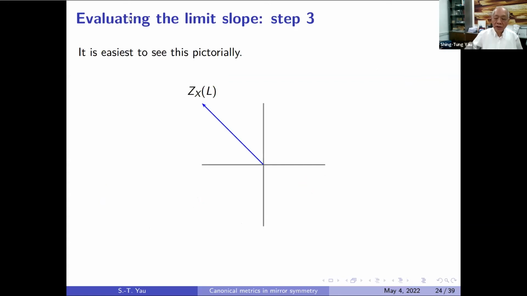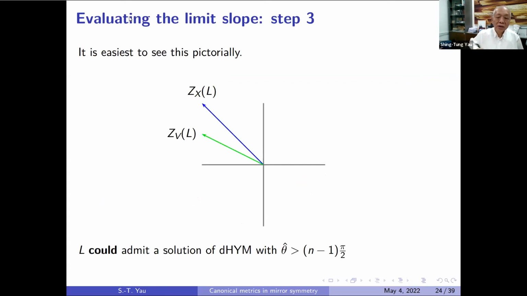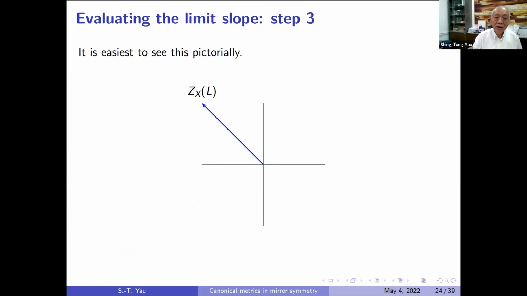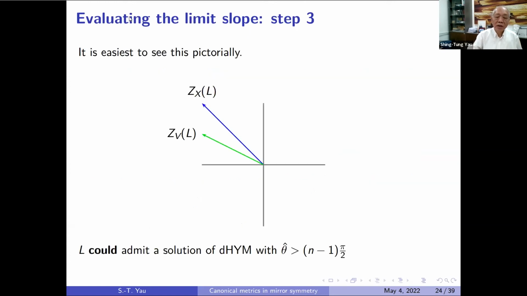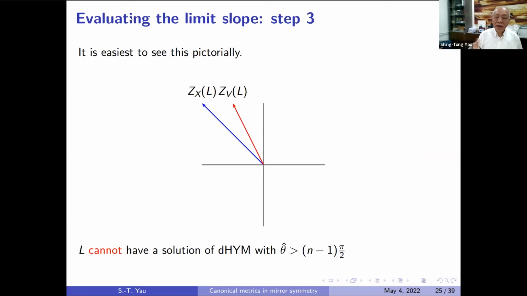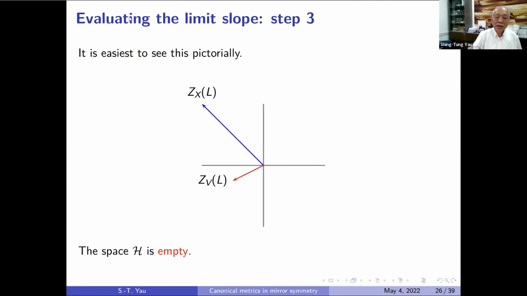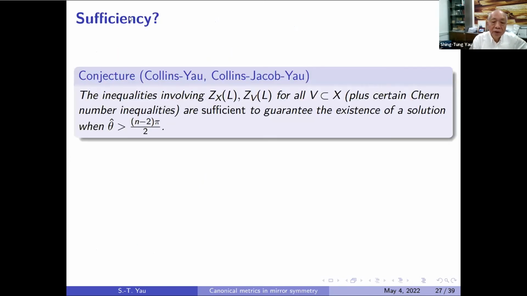Well, you can see this picture better. This is a case where the condition that we saw, namely these two conditions, imaginary part of the central charge of V bigger than 0 and the imaginary part of the ratio positive, amounts to this condition. So this will be a case where the solution exists. And then this will be a case when it is violated: the imaginary part of the ratio is not positive. And then this will be the case where it is empty. So these are the three cases that we just mentioned. These three cases are important and they are interesting.